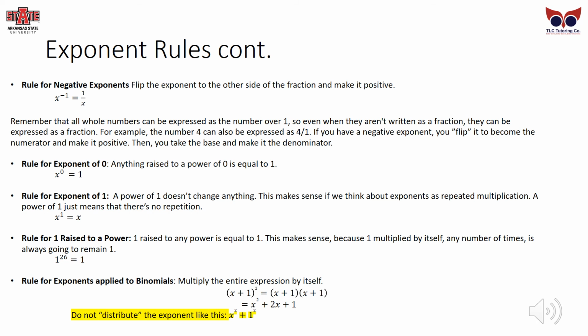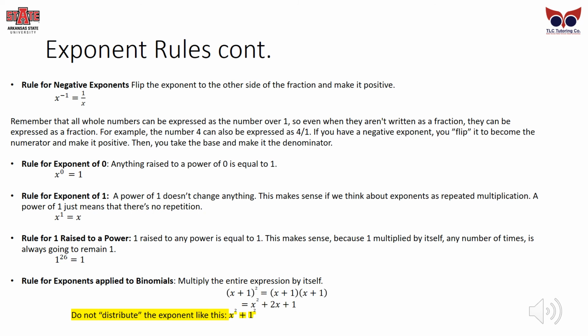Rule for negative exponents. Flip the exponent to the other side of the fraction and make it positive. Remember that all whole numbers can be expressed as the number over 1, so even when they aren't written as a fraction, they can be expressed as a fraction. For example, the number 4 can be expressed as 4 over 1. If you have a negative exponent, you flip it to become the numerator and make it positive. Then you take the base and make it the denominator.